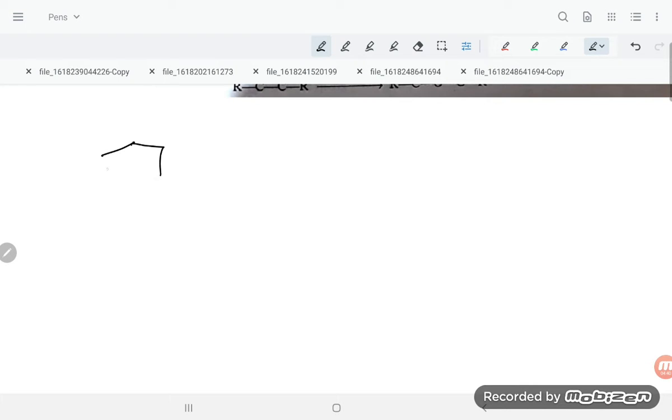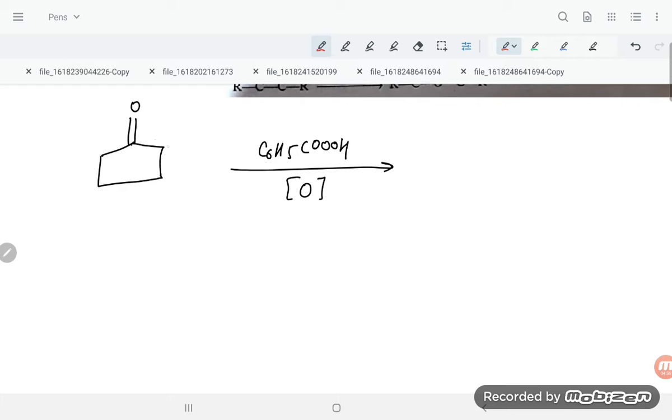Suppose you have a symmetrical cyclic ketone, and you treat it with the per acid C6H5 C triple OH, it is going to give the oxygen. This is the alpha carbon and this is also the alpha carbon. This oxygen is going to add between the alpha carbon and the carbonyl carbon, so the compound becomes like this: here oxygen will go, here the carbon, and here the double bond. This is known as lactone.